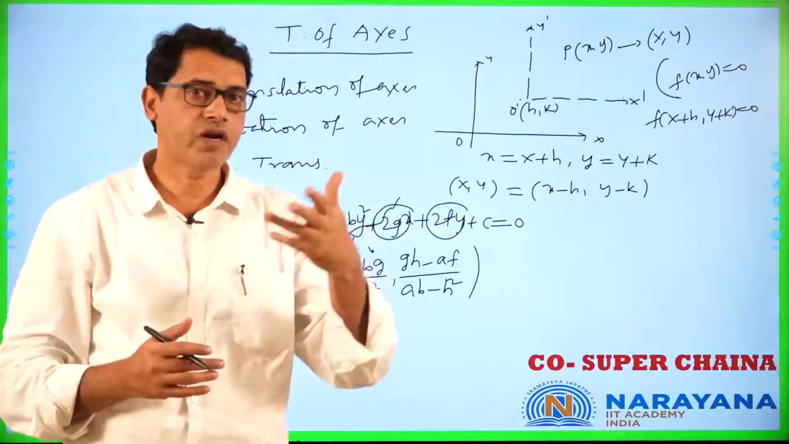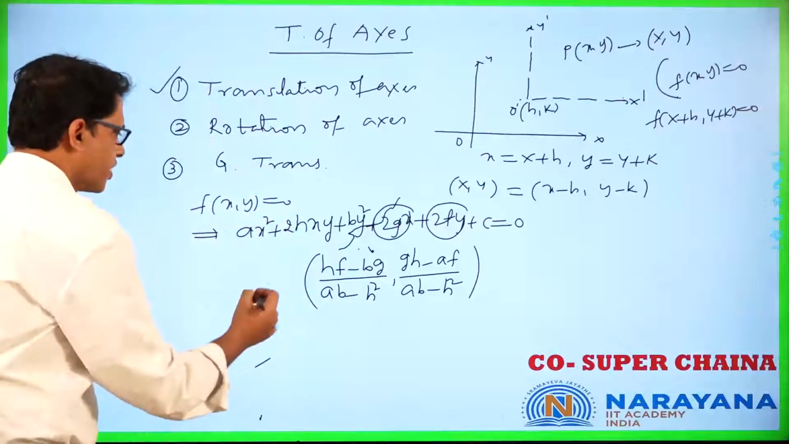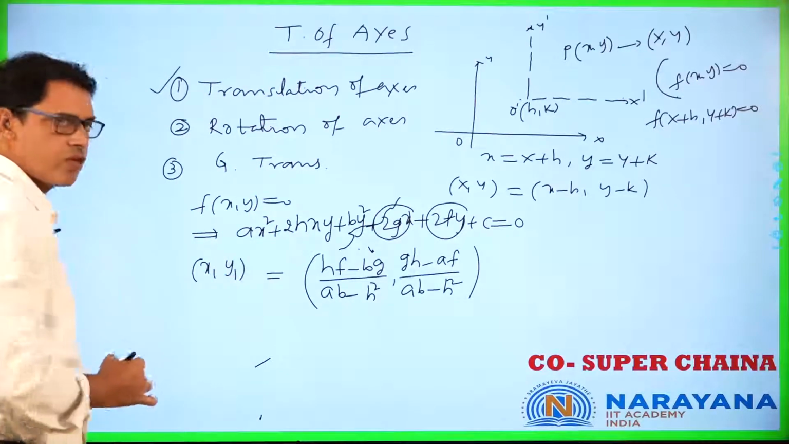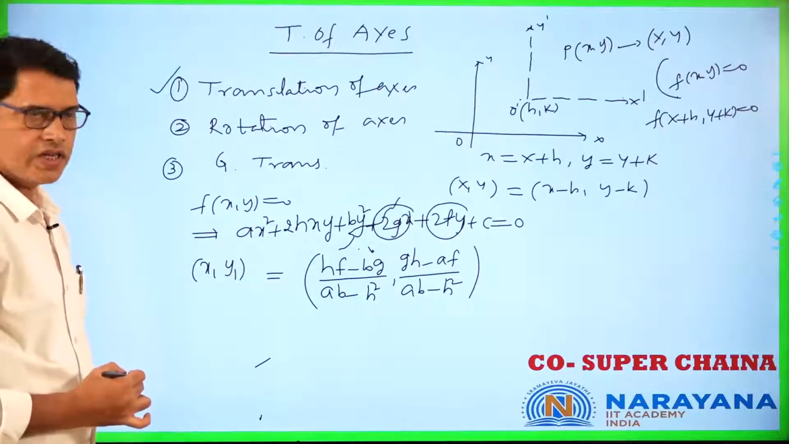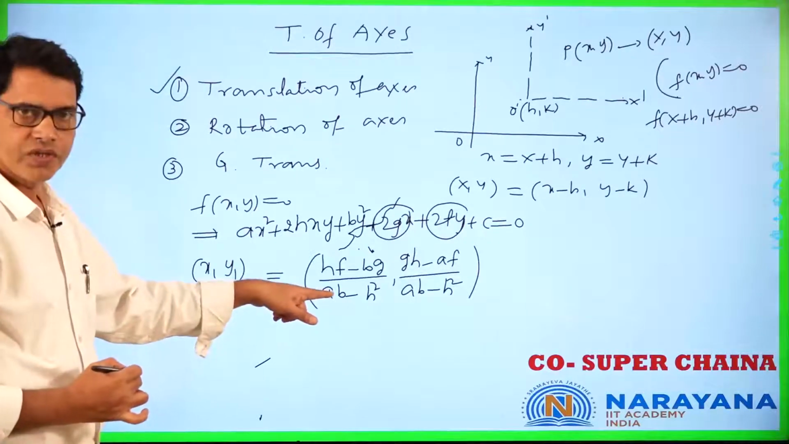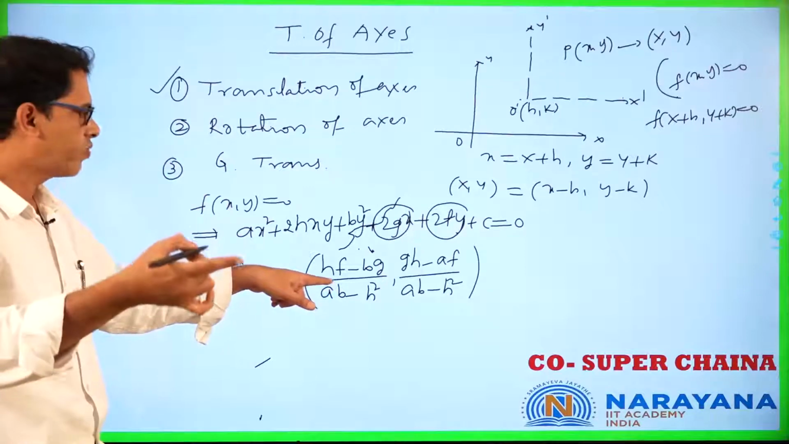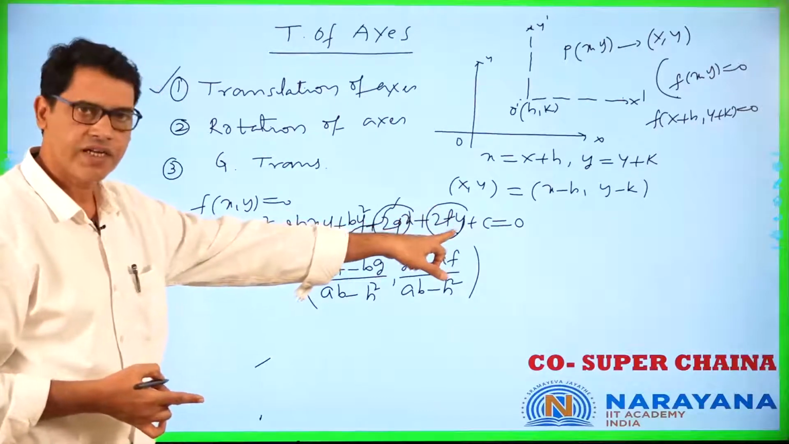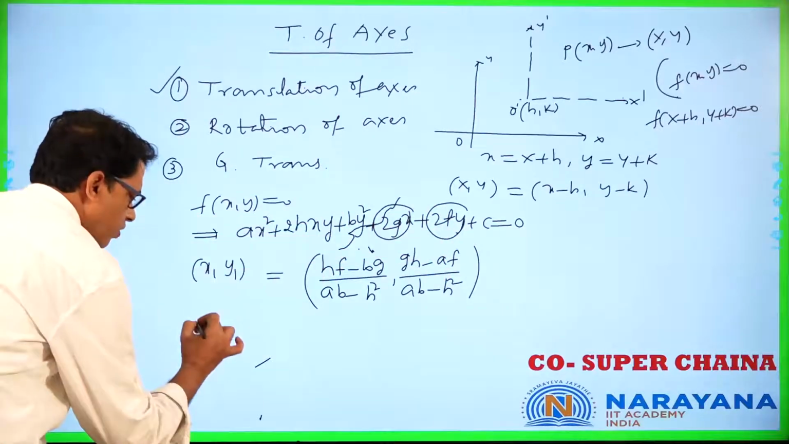Then what will be the transformed equation? Say this one is equal to some x1, y1. What I said? So these are translated points. So in the transformed equation, the x term and y terms must get eliminated. Okay? So see the transformed equation.